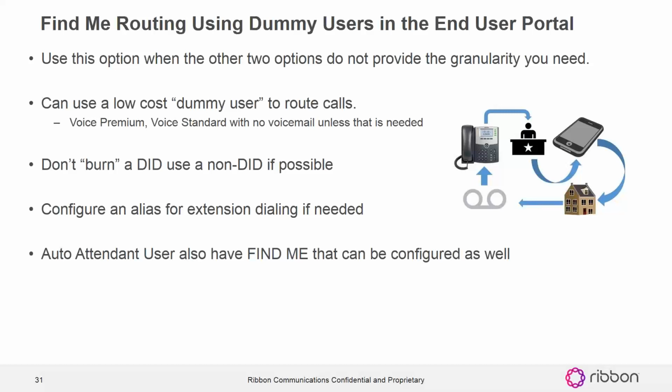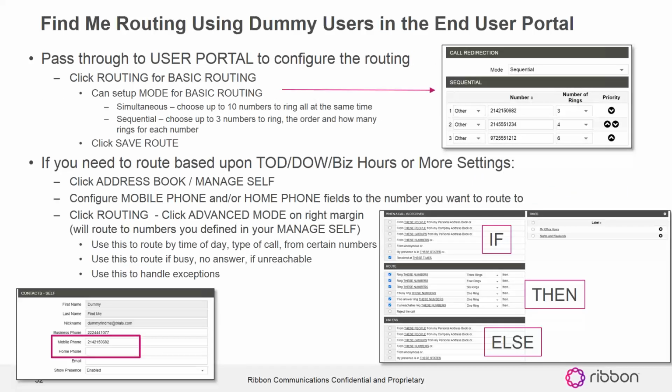You can also, if you've tried all these other methods, and let's say you tried it this way, you tried it this way, and you really need a little more flexibility or whatever, you might look at building a dummy user and using something that at least has Voice Premium, not any higher, and you can say, you know, whether or not you want them to have voicemail in this. And a lot of times, since this is just for routing purposes, don't use a DID, a direct telephone number, for this. You can use an alias. You can use a non-DID number. But you can go in and you can pass through in provisioning into the user portal.